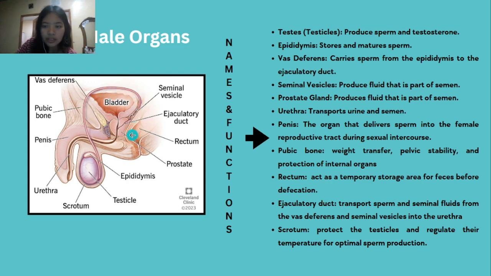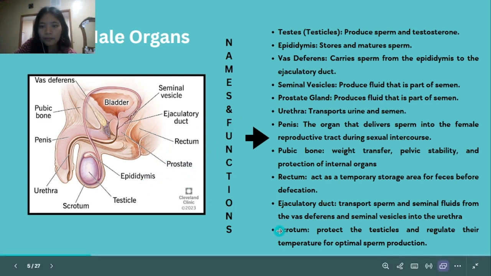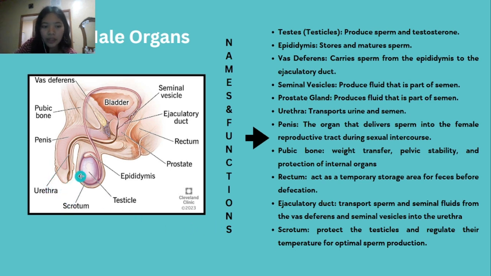The seminal vesicle produces fluid that is part of semen, and the prostate gland produces fluid that is part of semen. What is the difference? The seminal vesicle is the main part, while the prostate gland is not the main part. And then the urethra transports urine and semen, and the penis is the organ that delivers sperm into the female reproductive tract during sexual intercourse. And the pelvic bone, this one, is for weight transfer, pelvic stability, and protection of internal organs.